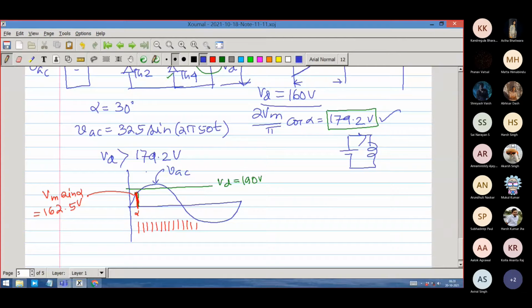That is here. At that point these two voltages are equal, and from then onwards the thyristors TH1 and TH4 are forward biased. So what is this angle? Again we calculate Vm sine of alpha dash, let us call this angle alpha dash, is equal to how much? 190. So how much will alpha dash be? Alpha dash is 190 divided by 325.